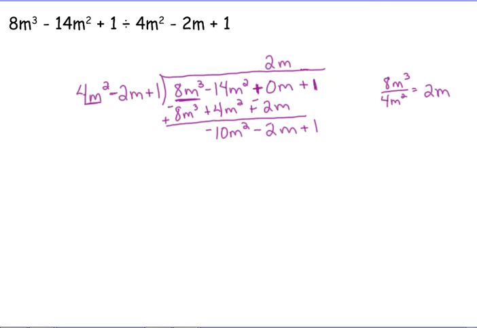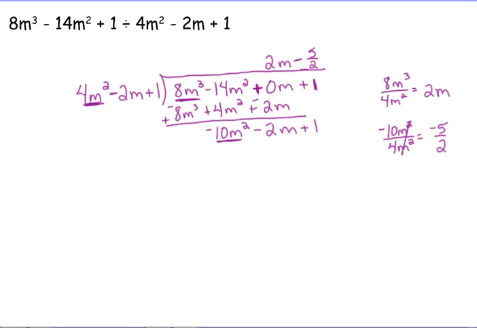All right, repeat the process. First term divided by first term. So negative 10m squared over 4m squared. So the m squares cancel. Negative 10 is not evenly divisible by 4, so we're just going to reduce that to negative 5 over 2. Sometimes it does not divide evenly, so you might have a fraction in there somewhere. Okay, so we're going to multiply negative 5 halves by that whole 4m squared minus 2m plus 1.